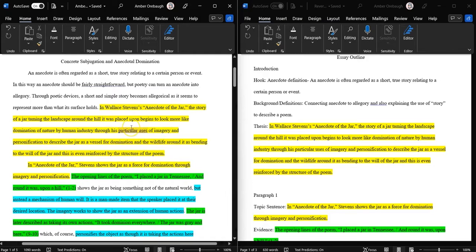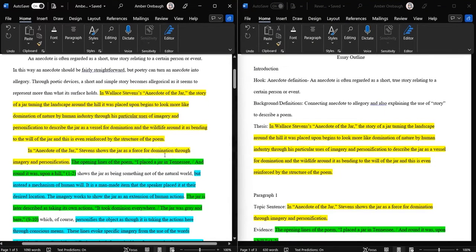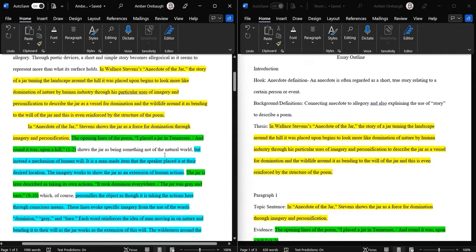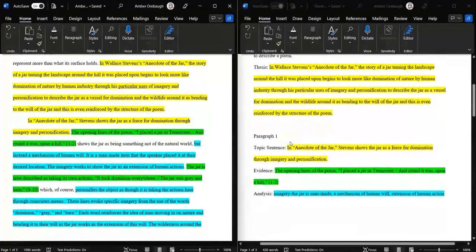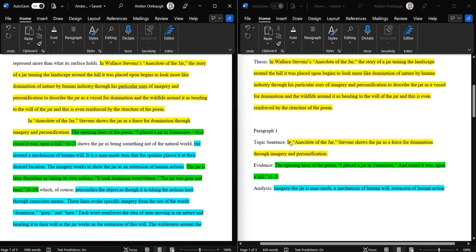So here we can see I have my thesis, and I've pulled it out again. This thesis specifically is pretty long for such a short essay, but this is what we like to refer to as a working thesis, right? It quite literally works for my essay. It's everything that I plan to talk about. It wasn't the most perfect thesis in the world, but hey, it got me a grade. It got me through the class. So for this, we can see that I was specifically talking about imagery and personification as pertains to nature and this jar that existed in this poem.